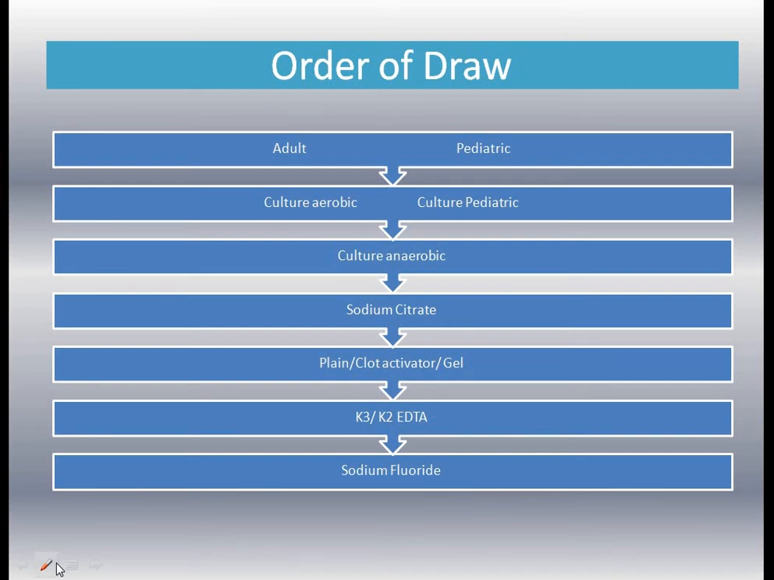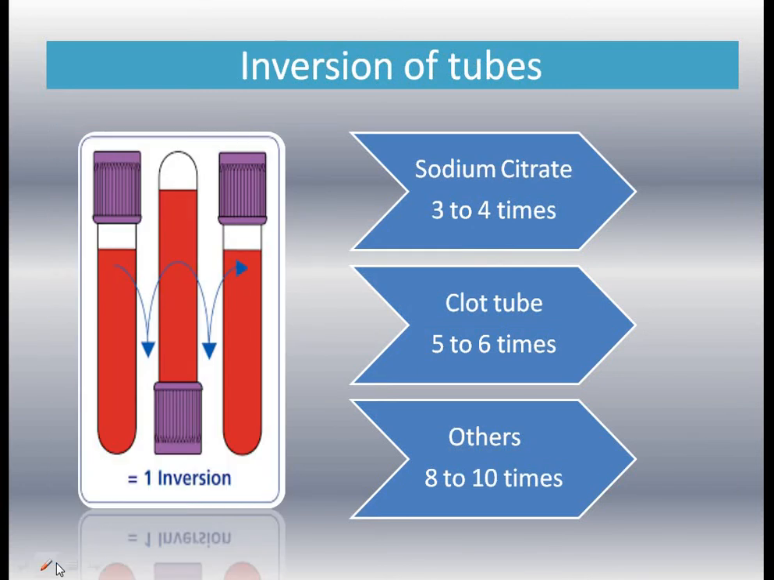The tubes cannot be filled in any order. After collection, there is an order for filling the tubes. If more tubes are used, that is called the order of draw, which is given here. This order of blood draw is used to prevent cross-contamination of additives and others between various sample containers. When anticoagulants are used, the tube must be inverted a particular number of times for mixing the sample with the anticoagulant. The inversion process is explained in this picture. Tubes and their inversion recommendations are given here.